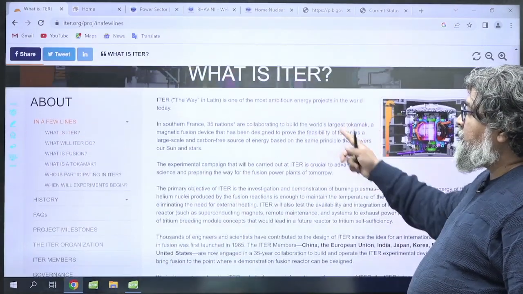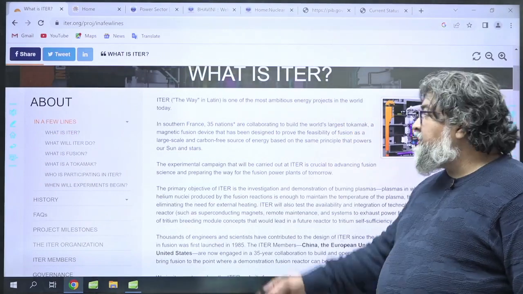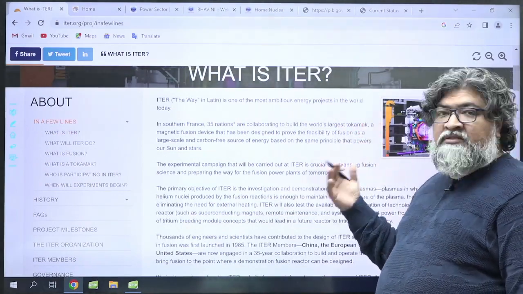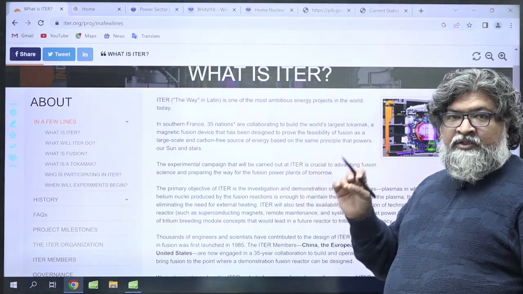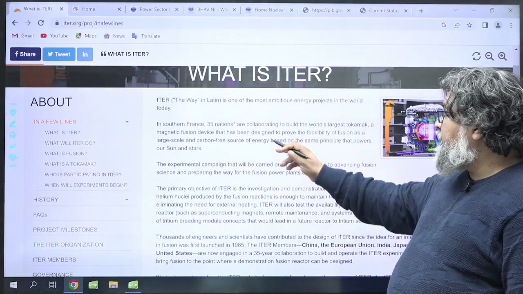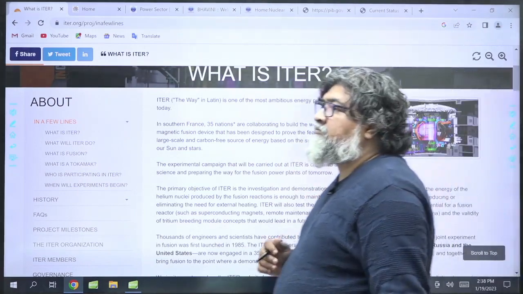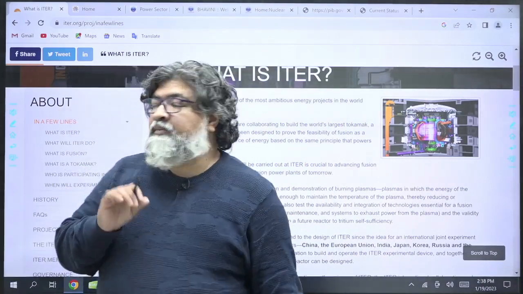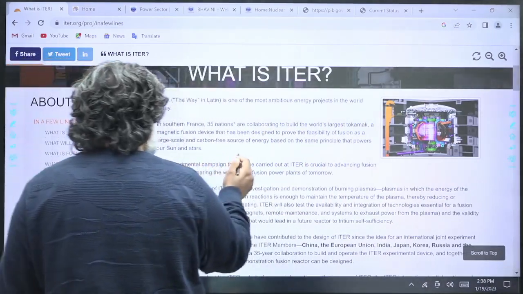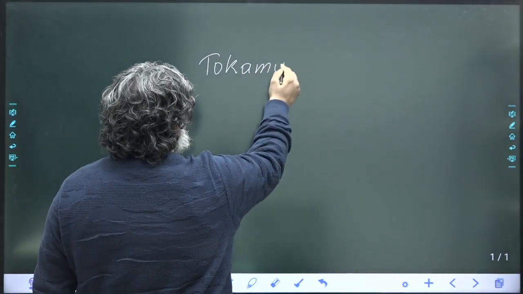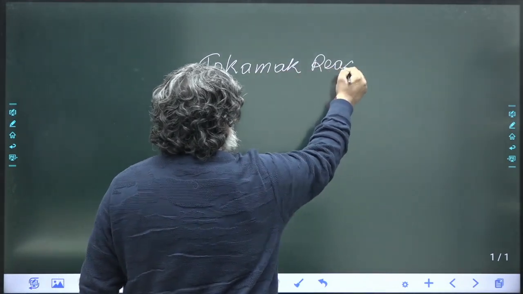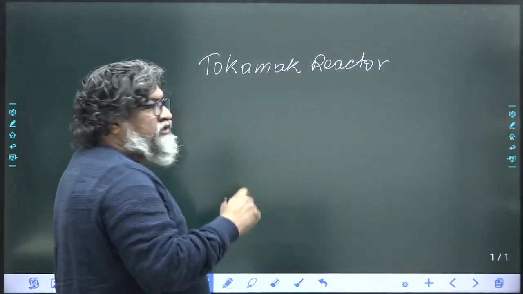ITER, this is a Latin word, right? It means the way, and the sun as a source of energy. In southern France, 35 countries are investing in this particular technology development, collaborating on the world's largest tokamak reactor. What is the very important word here? Tokamak. So I'll just highlight it here. The world's 35 countries are collaborating in terms of building this tokamak reactor, right? Which is a toroidal type of reactor.